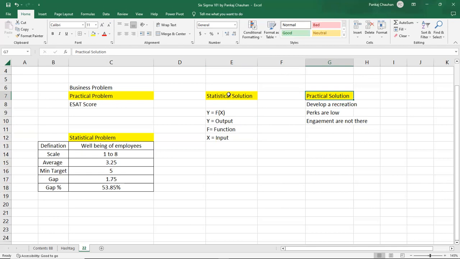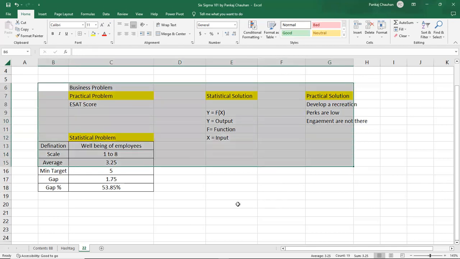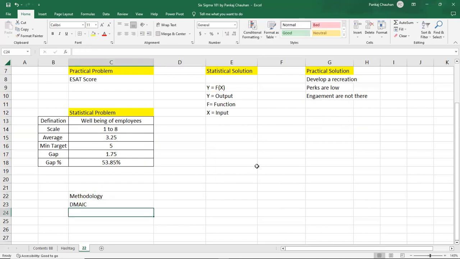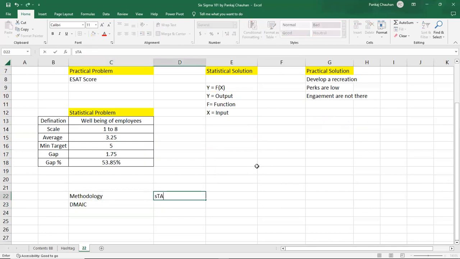So when we follow this entire process, the methodology we follow in Lean Six Sigma is your DMAIC methodology. And what is the strategy working behind this methodology? Strategy is Y is equal to f of X, which means Y, the output variable, is a function of your input variables. If you are optimizing your input variables, then definitely your Y variable will be optimized.